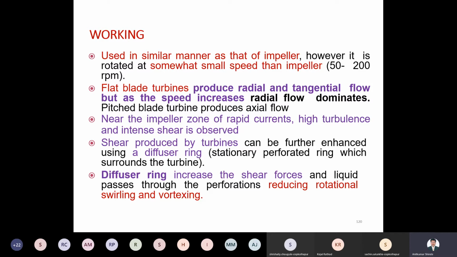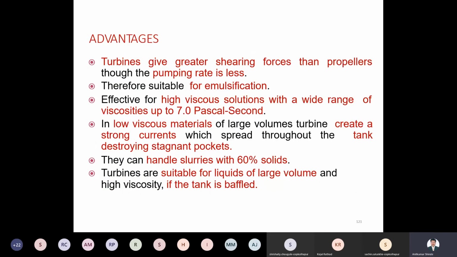It may pass through perforation during this. So that's why a diffuser ring should be used with the shearing force, right? It will not produce any rotational spinning and vortexing. There will not be a high up and down motion of the fluid, nor left and right motion; the flow pattern should be optimum, right? So that's why you can reduce these with the help of the diffuser ring.